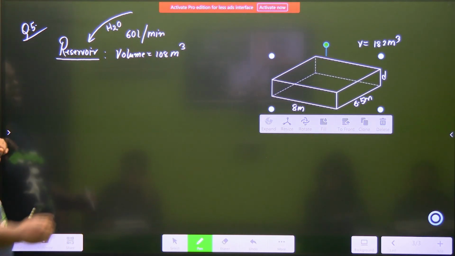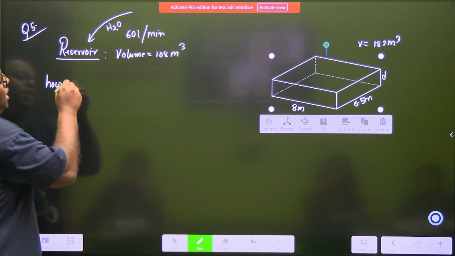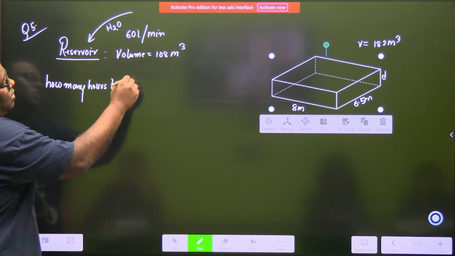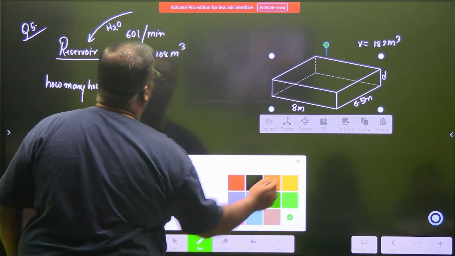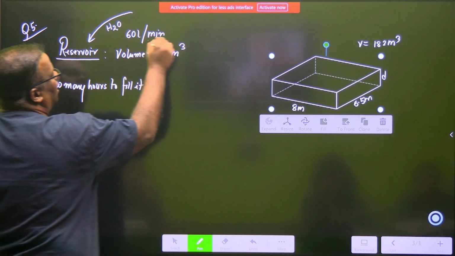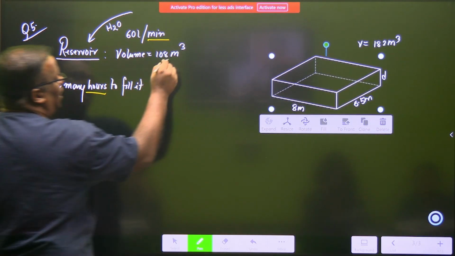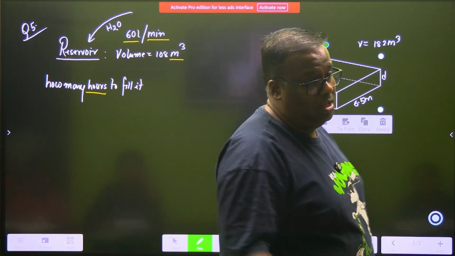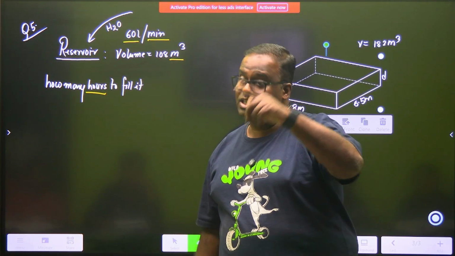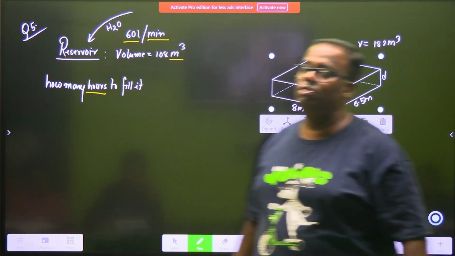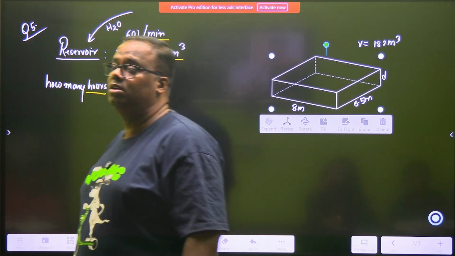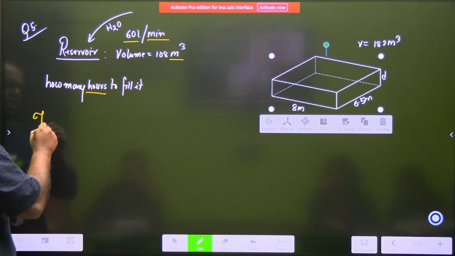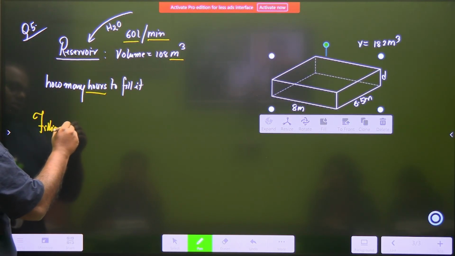Now see, they're asking you how many hours to fill it. This problem is very, very notorious. One place it says minutes, one place it says hours, one place it says meter cube, one place it says liters. So there is a lot of conversion. Liters, meter cube, minute and hour, everything should be converted. Then only we will be able to. Our last answer is required in what? Hours. And this is given in minutes. So let's take up the filling rate first.